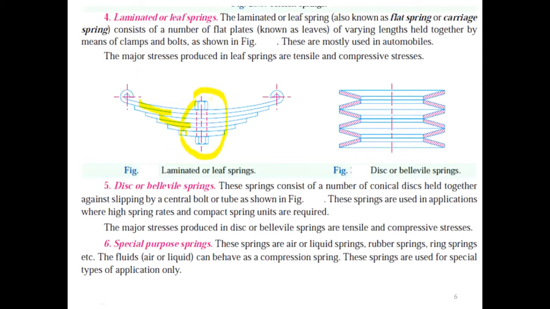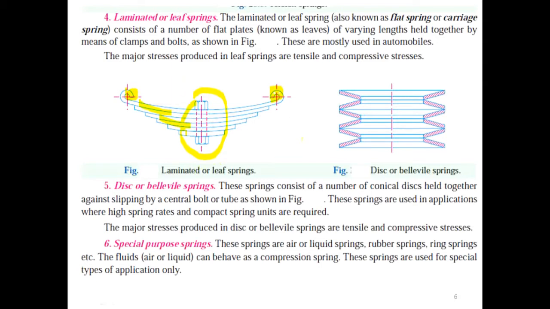These are mostly used in automobiles. The major stresses produced in the leaf spring are tensile and compressive stresses. So these are the eyes of the spring, 1 and 2, and it is fixed with the body of the vehicle, and heavy load capacity is present for such a type of spring.